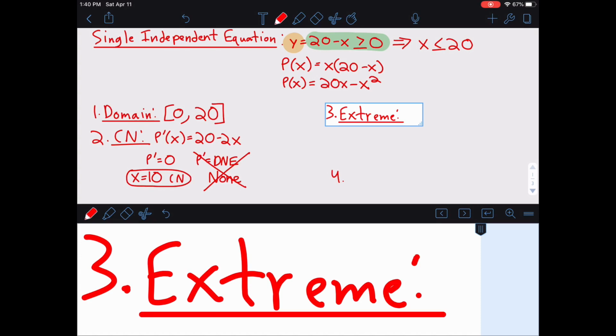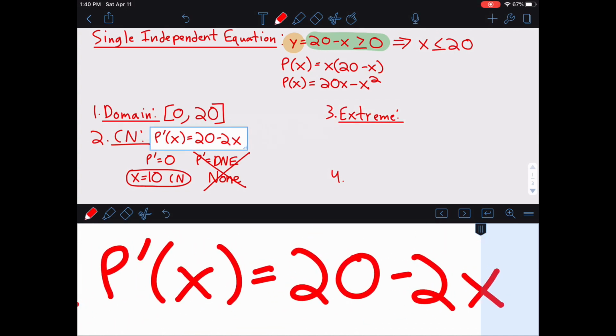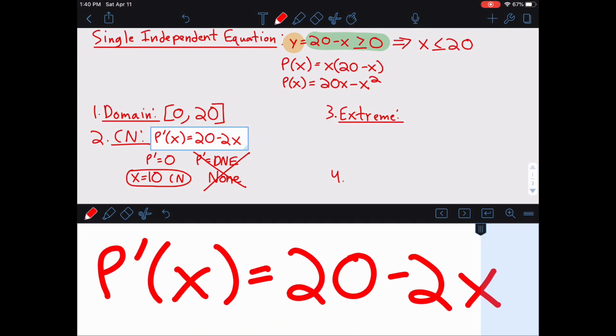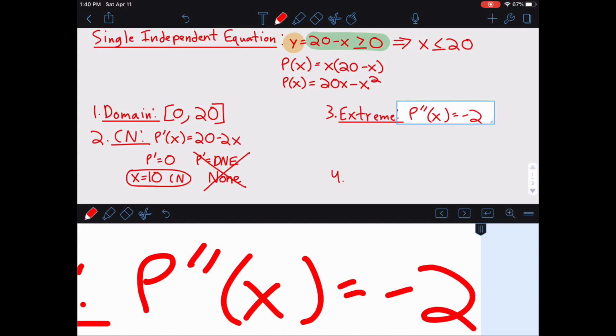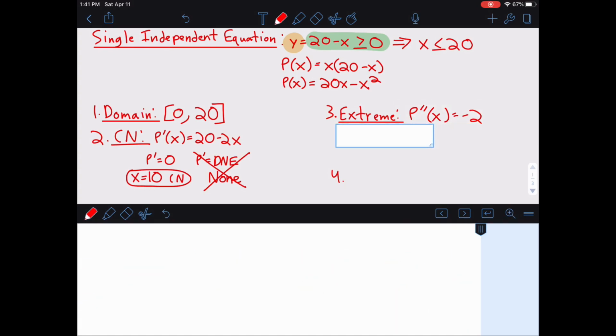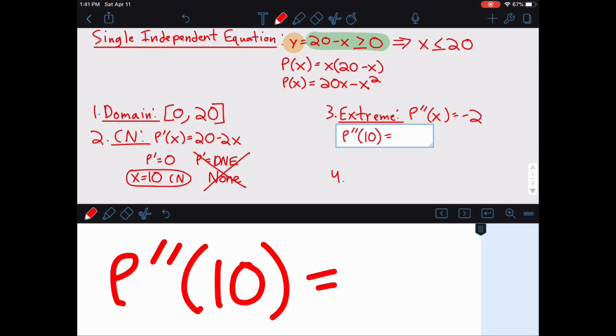But for me personally, I'm a second derivative test kind of guy, right? Especially with a function like this, where the second derivative is really, really easy to find, right? P double prime of x is negative 2. So what is the second derivative at my critical number? Well, it is going to be always negative 2, right?